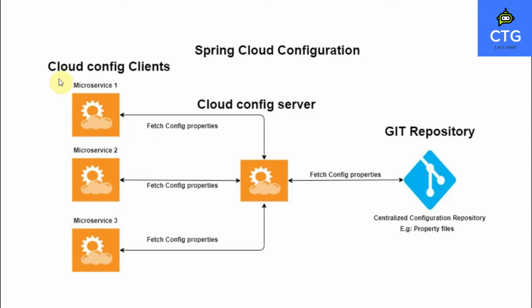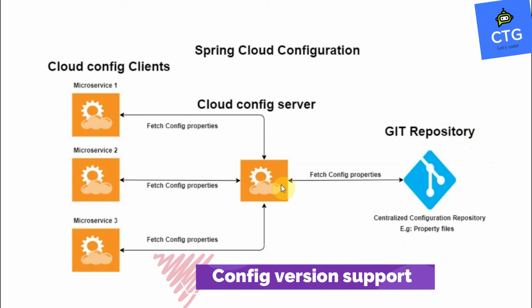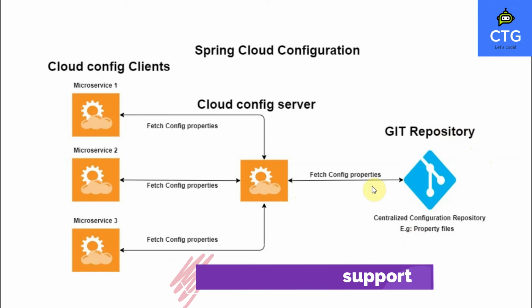Now, what are the Spring Cloud clients? Spring Cloud clients are the microservices which externalize the configuration to the Git repository. So this Spring config client will interact with the Spring config server, and the config server will interact with the Git repository to fetch the configuration. So this is all about Spring Cloud configuration.